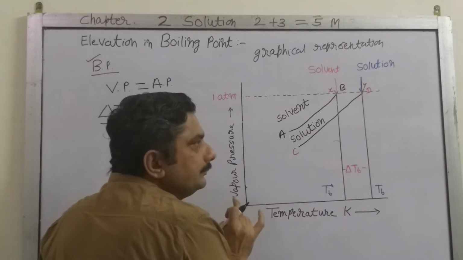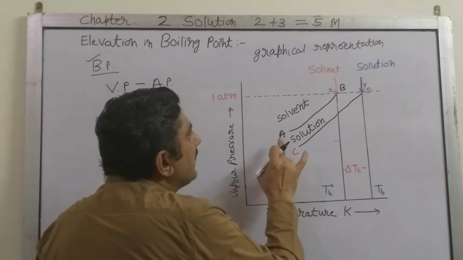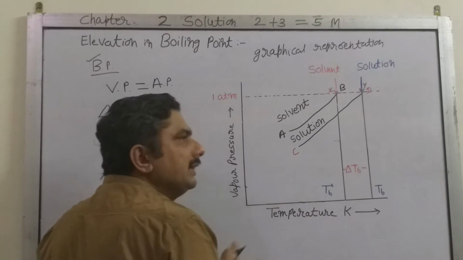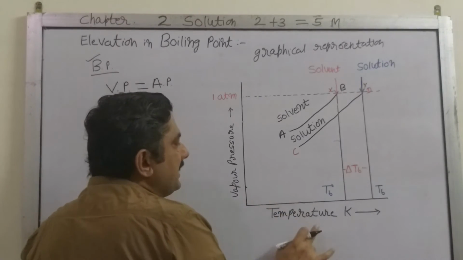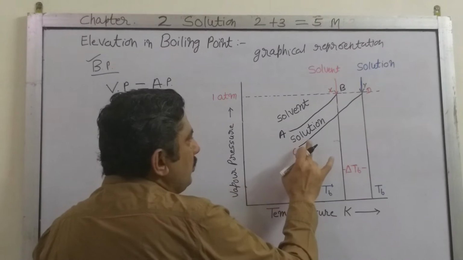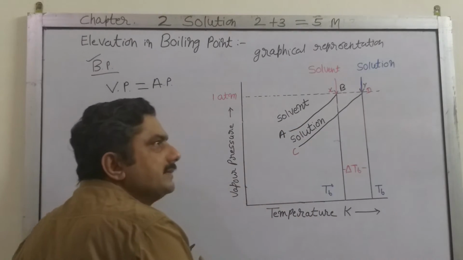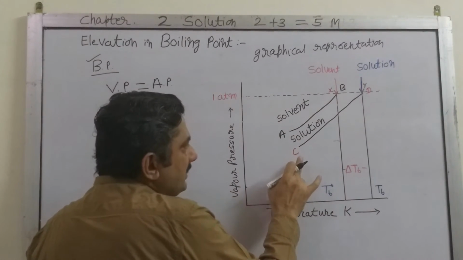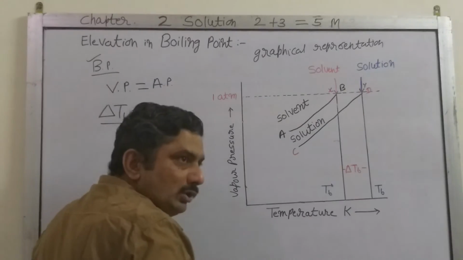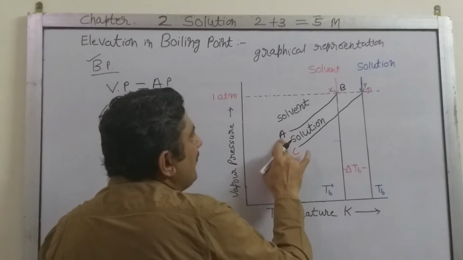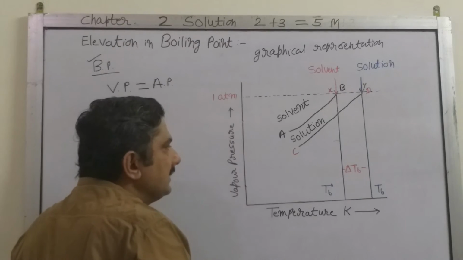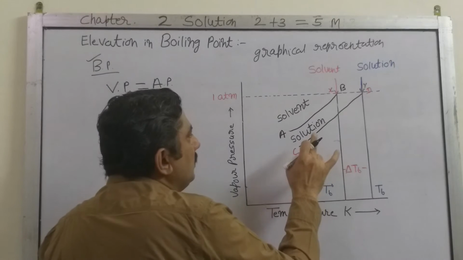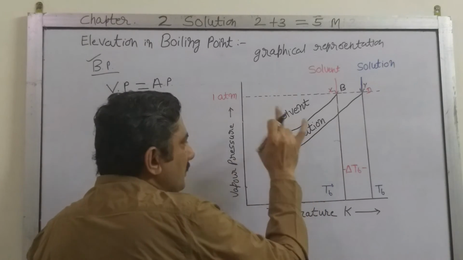Number 2, both the curves AB and CD increase on increasing temperature. It means on increasing temperature, vapor pressure of both solvent and solution increases. The vapor pressure curve of solution CD is below the vapor pressure curve of solvent AB. It means the vapor pressure of solution is always lower than the vapor pressure of solvent.